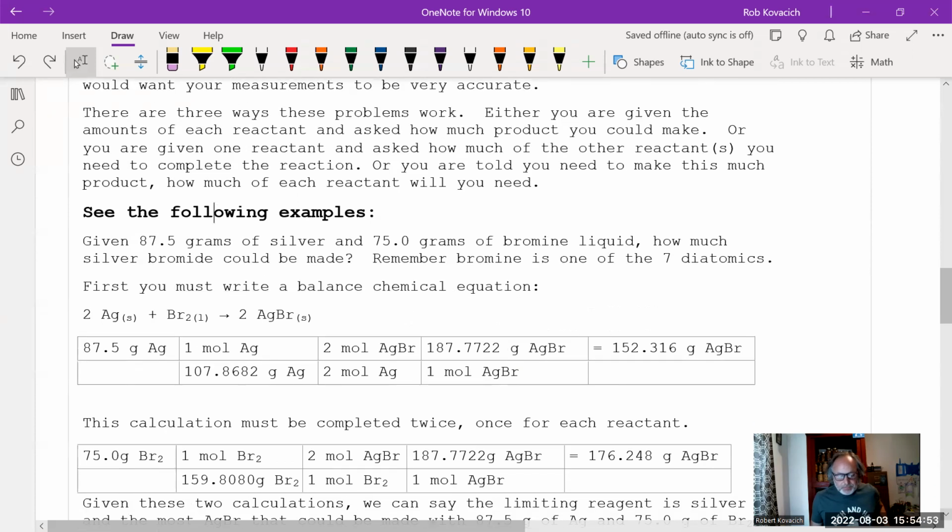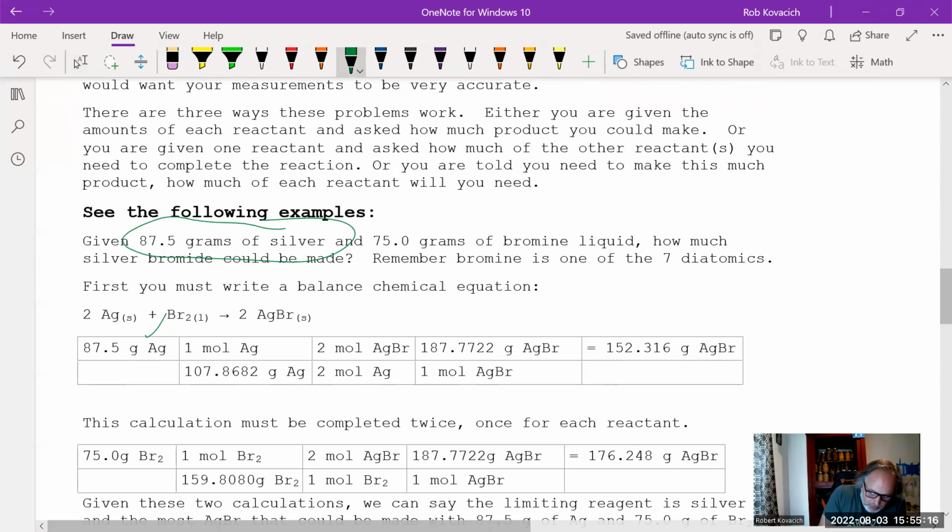So how do I do this? I run two calculations. I'll run a calculation for every single one of the reactants I have. In this case, I've got 2 reactants, so I'm going to run 2 calculations. If I had 5 reactants, I'd have to run 5 calculations. All right, so I start off with the amount of silver I was given. So here's my amount of silver, so I go ahead and put it in there. I convert my grams of silver into moles of silver. So now I have counted the number of silver atoms I have in 87.5 grams.